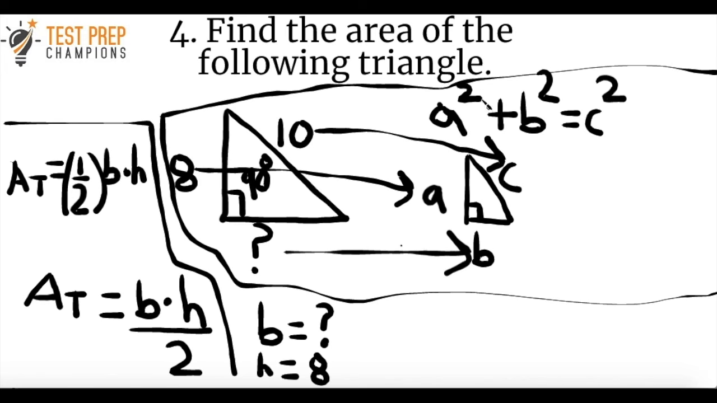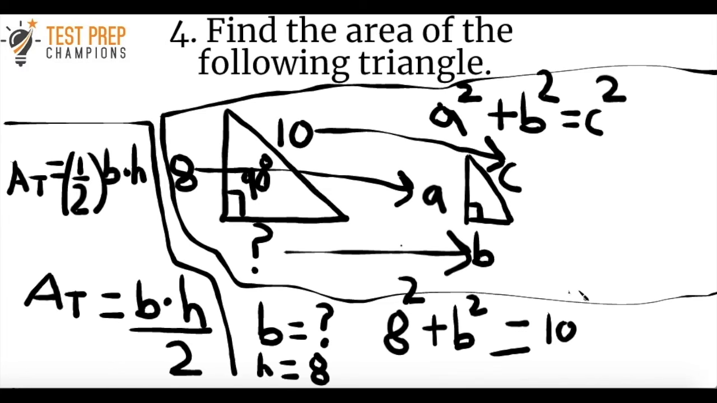So we want to use this formula, a squared plus b squared equals c squared. We're going to take our a, and we know that a is 8, right? So we have our 8. So we've got our 8 squared plus b squared, and we don't know what that is, equals c squared. And remember that we've already established that c squared is 10, so we've got our 10 squared. Okay, so now what do we do?